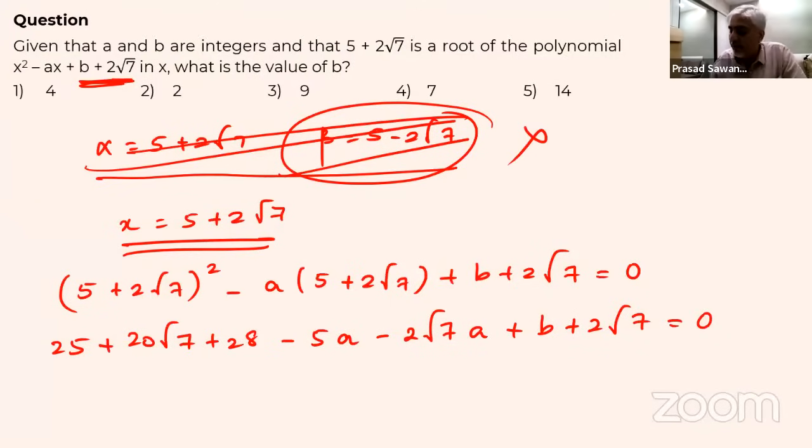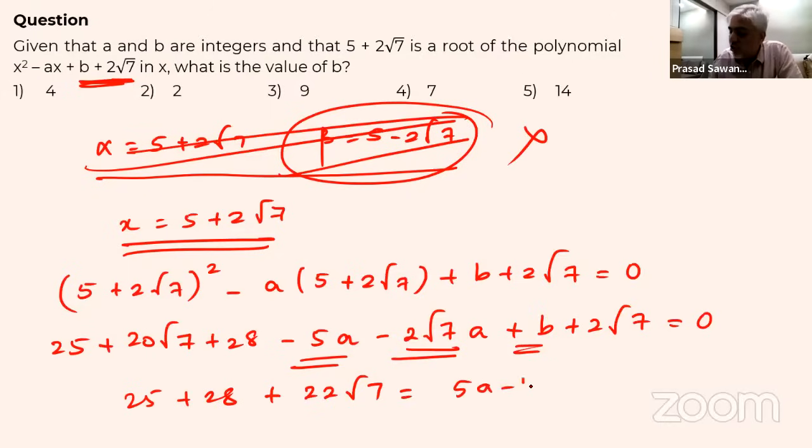Okay. Let's see what all do we get. Let's take all the irrational part together. And let's take a and b on the right hand side. So what will I get? 25 plus 28 plus 20 root 7 is 5a minus b plus 2 root 7a.